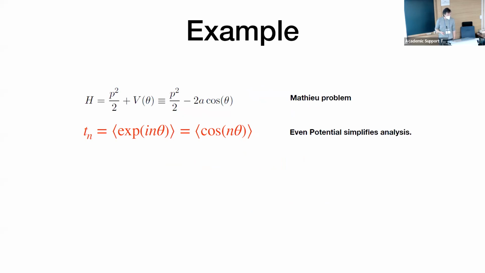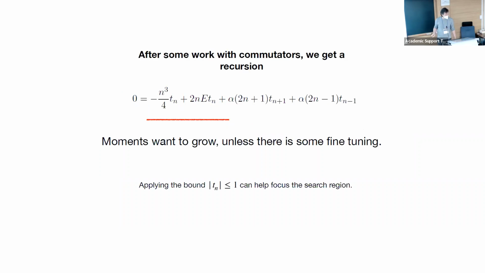So for example, in the Mathieu problem, which is a standard cosine potential, you can rework it. You see that there's also some iteration that you can do, some recursion. And then you see that the moments here, Tn, show up with an n cubed, and here there's Tn plus 1. So you compare n cubed and n plus 1, and you see that the moments want to grow. So that means that you need to bound them. Things need to be finely tuned so they don't.